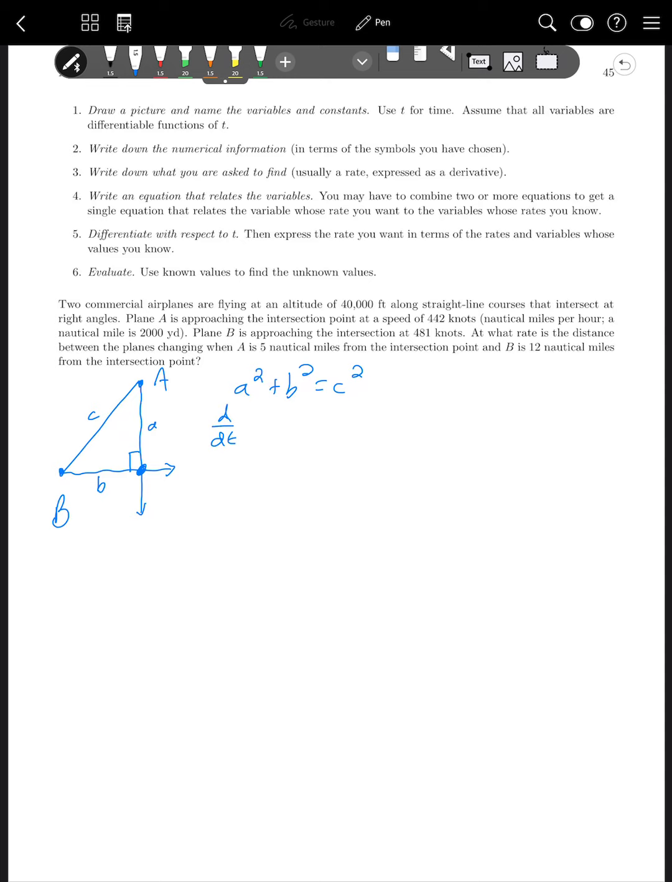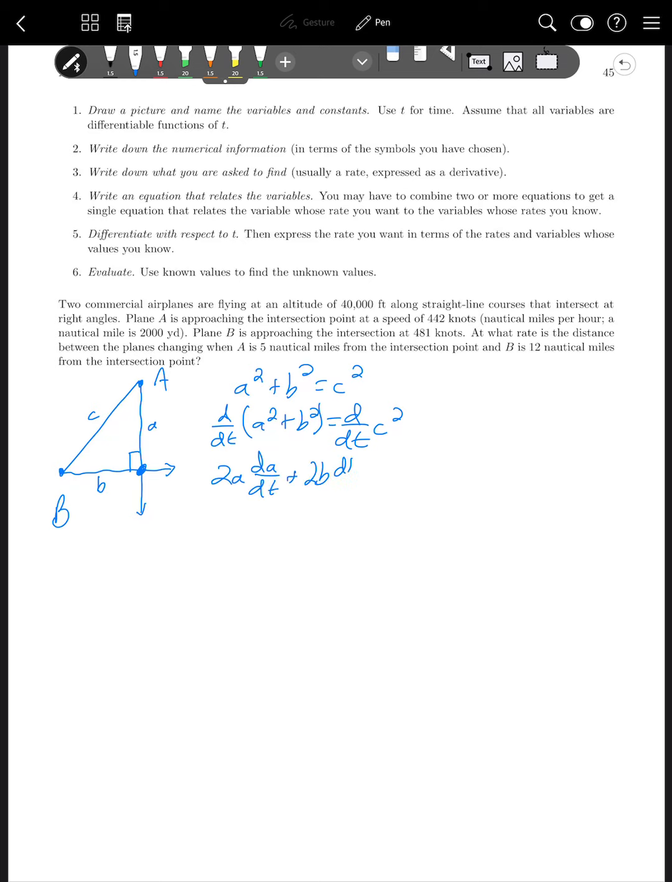So if we do those, the derivative of a squared with respect to t is 2a dA/dt. The derivative of b squared is 2b dB/dt. And the derivative of c squared with respect to t is 2c dc/dt. Okay? And now we can start substituting some things in here. We know most of these. What we want to know is the rate the distance between the planes is changing. Well, that is this variable right here, dc/dt. So that's what we're going to be solving for.